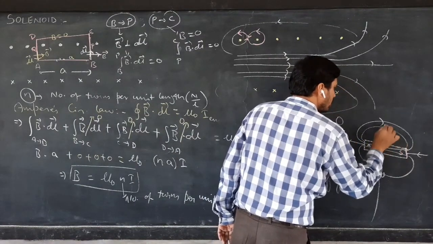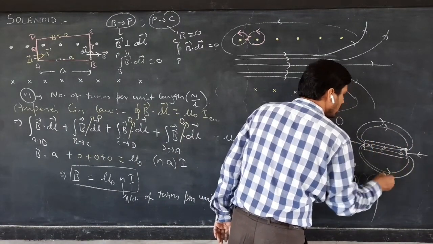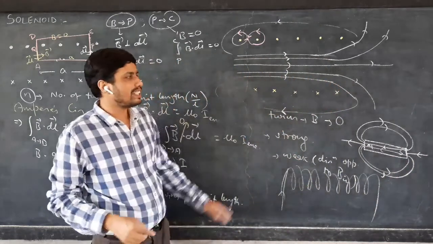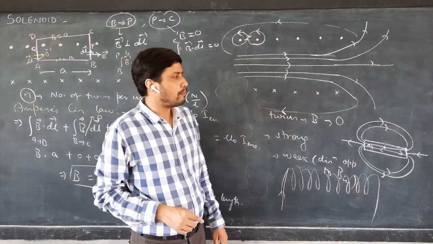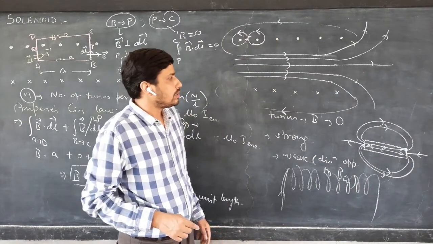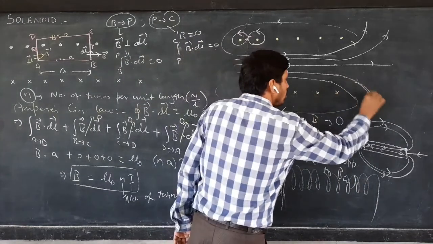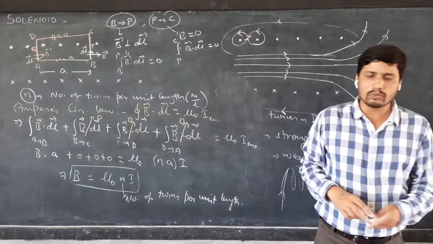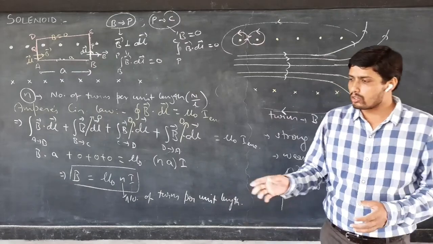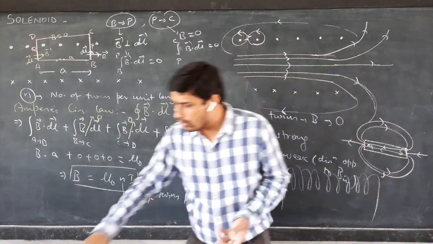So if you see carefully, the pattern of magnetic field lines due to a current carrying solenoid is exactly similar to the pattern of magnetic field lines due to a bar magnet. We will try to observe this pattern of magnetic field lines with the help of our solenoid. So how will we observe the pattern?